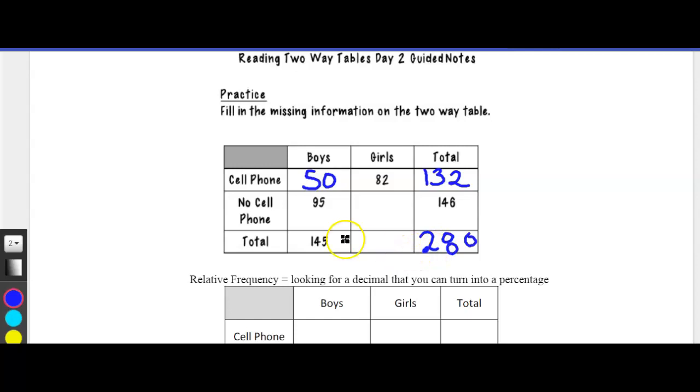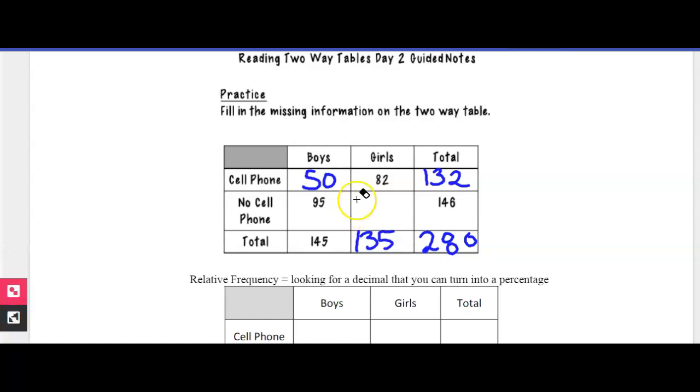All right. Now, I don't have anything to add with the boy column because I don't know the girls, but I do know the total. But again, because I don't have anything to add, I'm going to have to work backwards and subtract. So 280 minus the 145 would give me 135. That would be my 280.